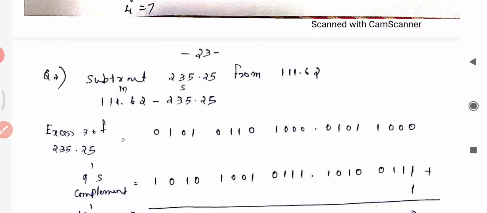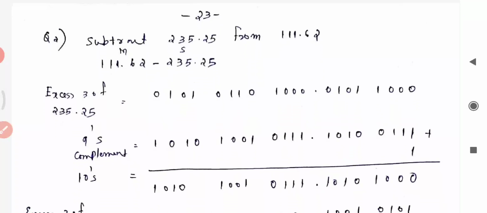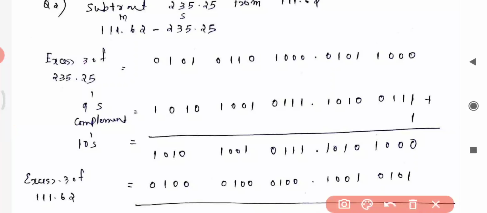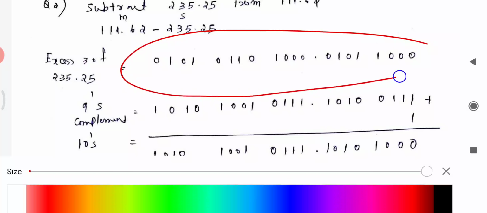The next problem is, subtract 235.25 from 111.62. That is, subtracting a larger number from a smaller number. Here some more steps are required. First of all, take the XS3 code of 235.25. Here is the XS3 code of 235.25.